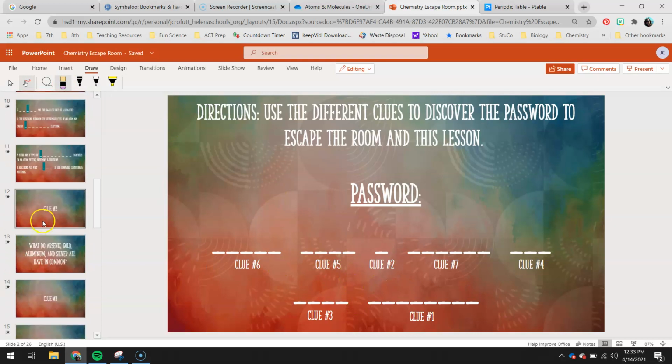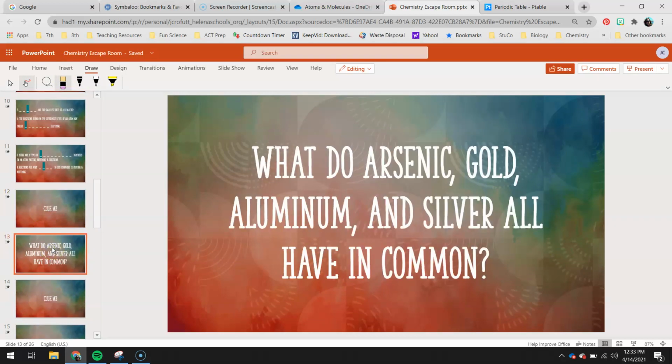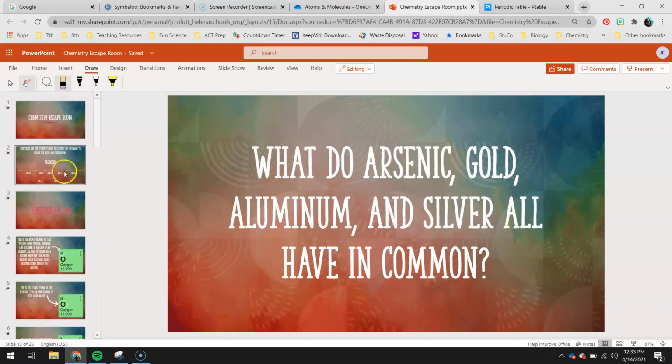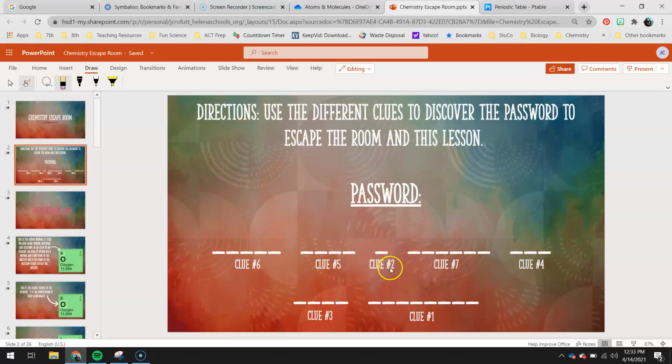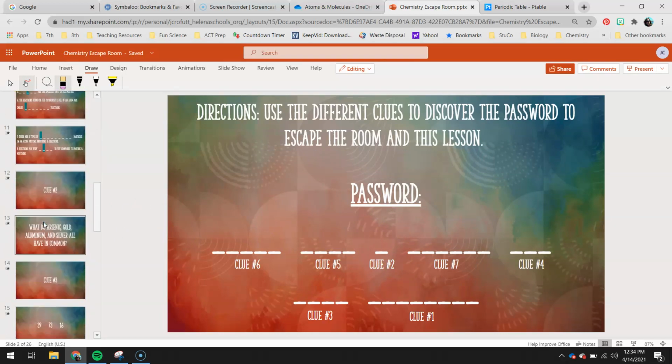Alright, moving on to clue 2. Okay, for this one, you guys will need to use your periodic table. I will not give you guys much hint from there. You guys need to figure out that answer. Clue number 2 will help you guys solve this single lettered word right there, or number, or whatever the case. You guys need to figure it out.